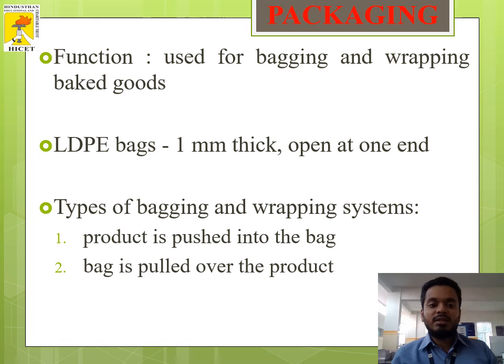Next one is packaging. The function is bagging and wrapping baked goods. The packaging material which is used is LDPE, which is low density polyethylene bags, 1 mm thick, open at one end. Then types of bagging and wrapping systems. Product is pushed into the bag, that is one type of packing, and bag is pulled over the product, that is another type of packing.